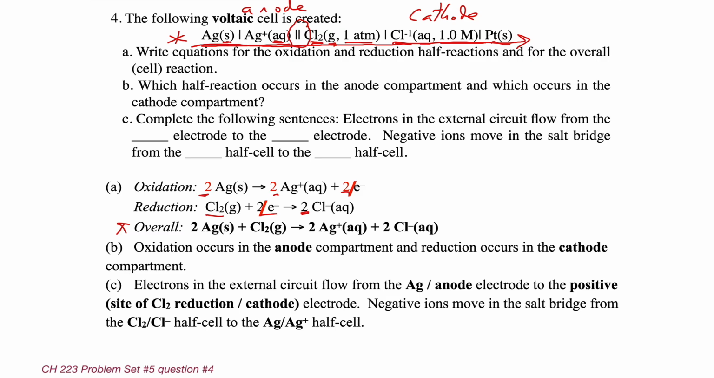You have to have negative ions moving around as well. The negative ions are going to move in the opposite direction. So they would go from the cathode to the anode or the chlorine to the silver. That's not as important as the other parts, but hopefully you're seeing what this kind of nomenclature means, and you can interpret it then for different kinds of cells.